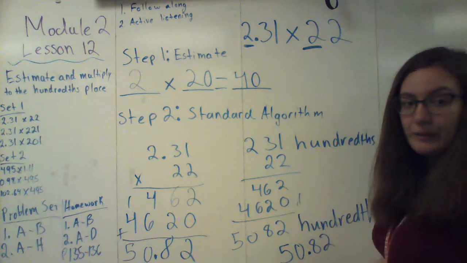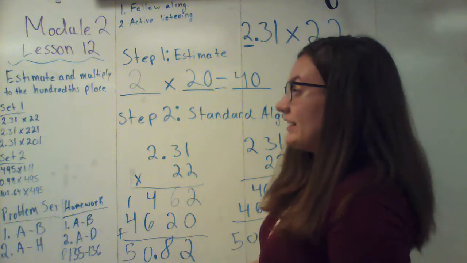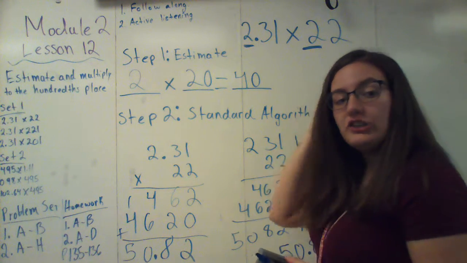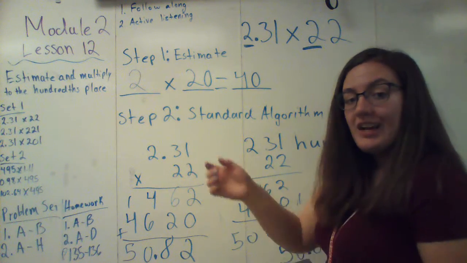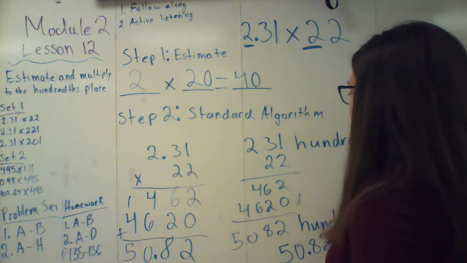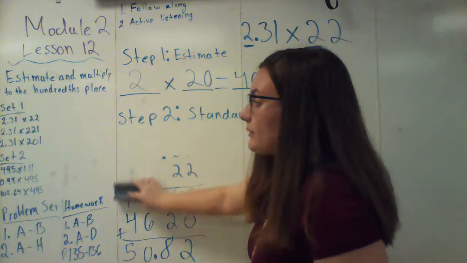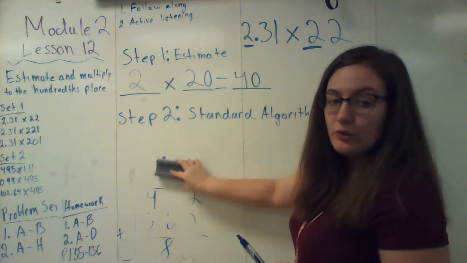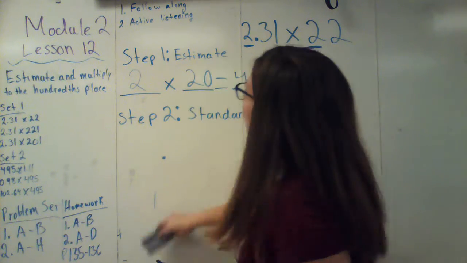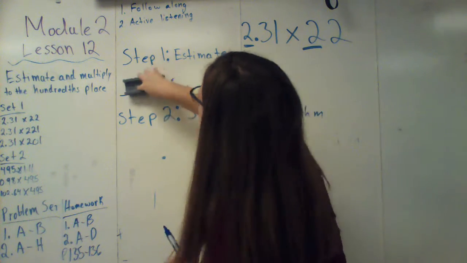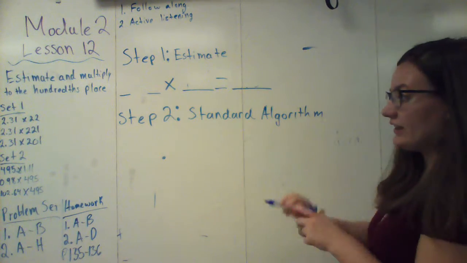I'm going to erase this work and I'm going to move on to the next problem. So now that you learned how to do this and you followed along, you should be trying these problems on your own and then fixing them along with me. So I'm going to erase all of this and then set up our next problem, 2.31 times 221. Erase all of this. And let's get started.